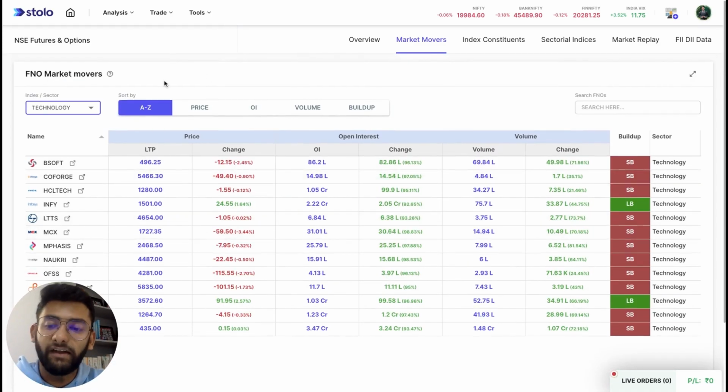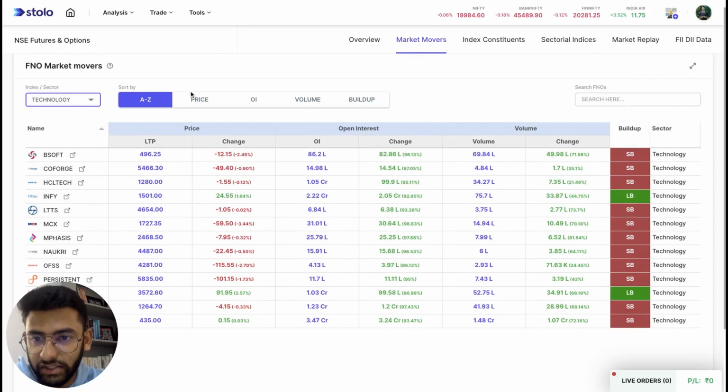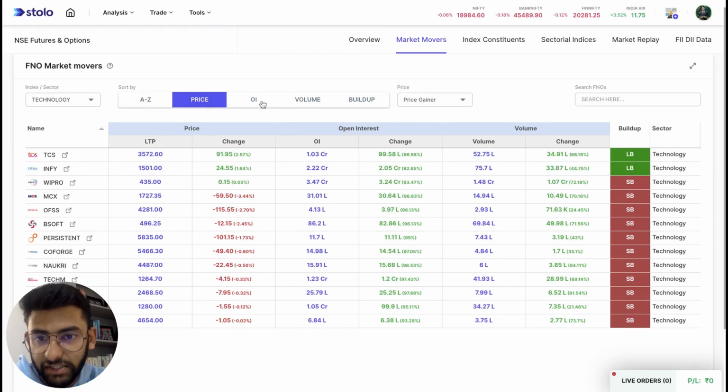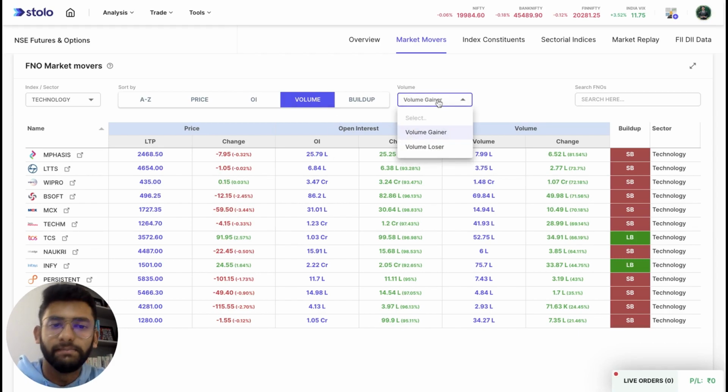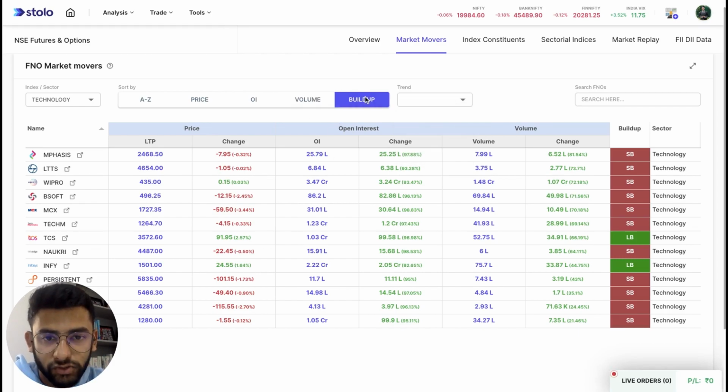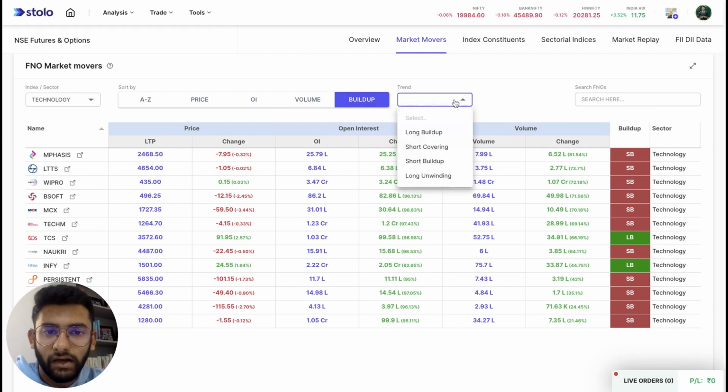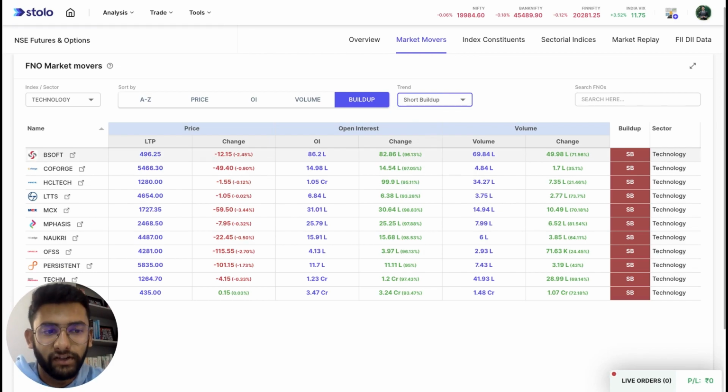Not only that, once you filter out your stocks, for example the technology sector here, you can sort them. You can sort them by A to Z, that is alphabetically. You can sort them by price gainer, price loser. You can do it by OI, that is your OI gainer, OI loser. You can do it by volume, similar to OI, that is your volume gainer, volume loser, as well as buildup data. For example, under buildup, let's say out of these I want only the short buildup equity stocks. As soon as I click on this, it filters out only the short buildup stocks inside the technology sector.